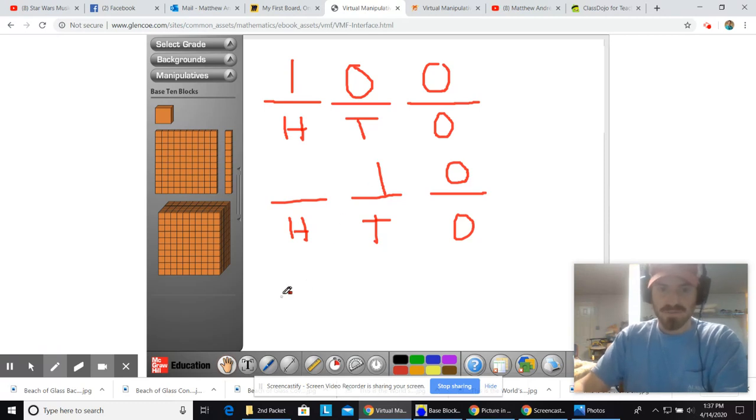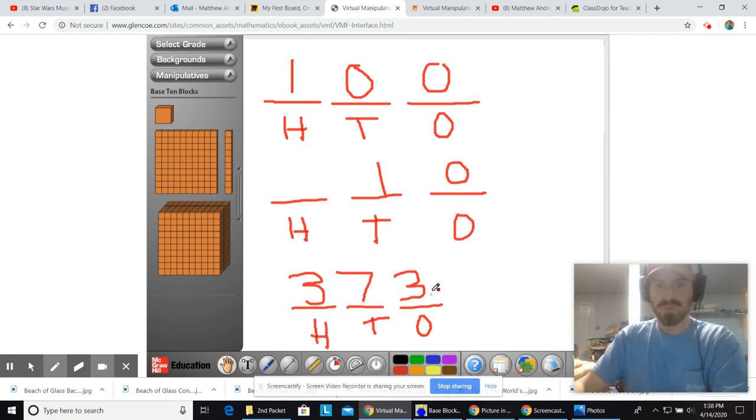Just for a random number, what if I wrote 373? Well, now I have a 3, a 7, and a 3. That 3 is in the ones place, that 7 is in the tens place, and that 3 is in the hundreds place. But all of those digits have different values. Even though I have two threes, this 3 and this 3 are worth completely different amounts because of where I put them in the number.